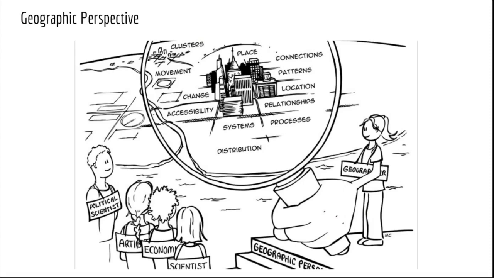The geographic perspective is a way of looking at and understanding the world through a geographic lens. You can look through this in many ways, such as location or diversity, or if you look at this picture right here, there are so many different ways to look through a geographer's standpoint.